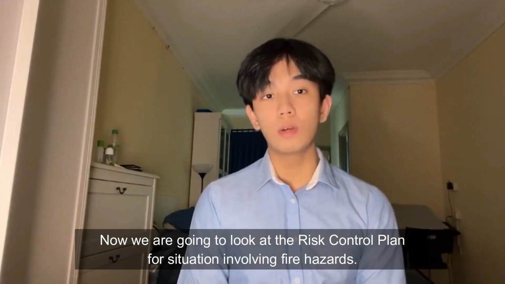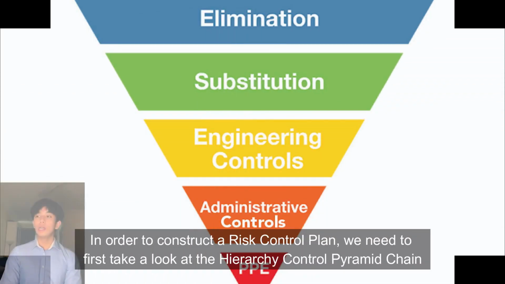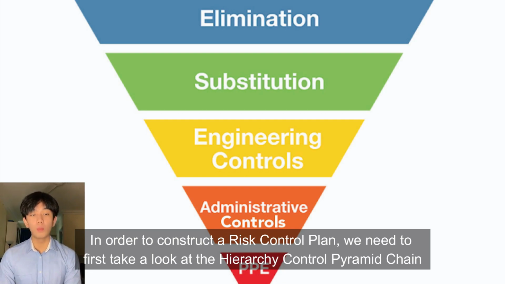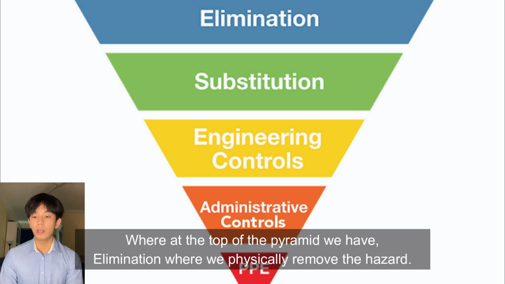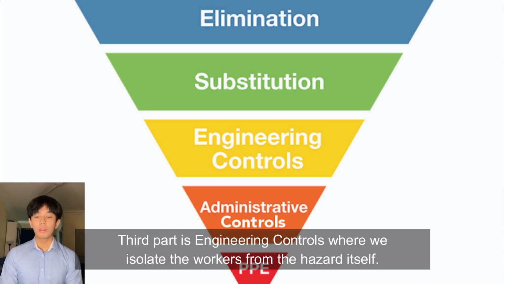Now we are going to take a look at the risk control plan for situations involving fire hazards. In order to construct a risk control plan, we need to first take a look at the hierarchy of control pyramid, where at the top of the pyramid we have elimination, where we physically remove the hazard. Secondly is substitution, where we replace the hazard with something less risky. Third is engineering controls, where we isolate the workers from the hazard itself.